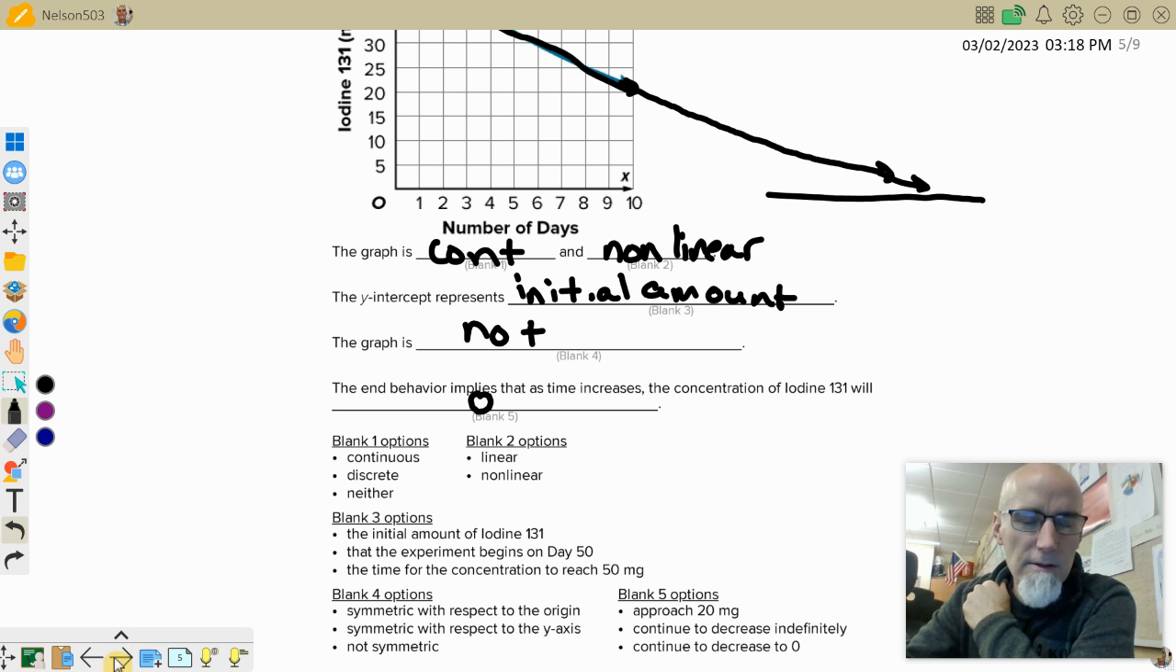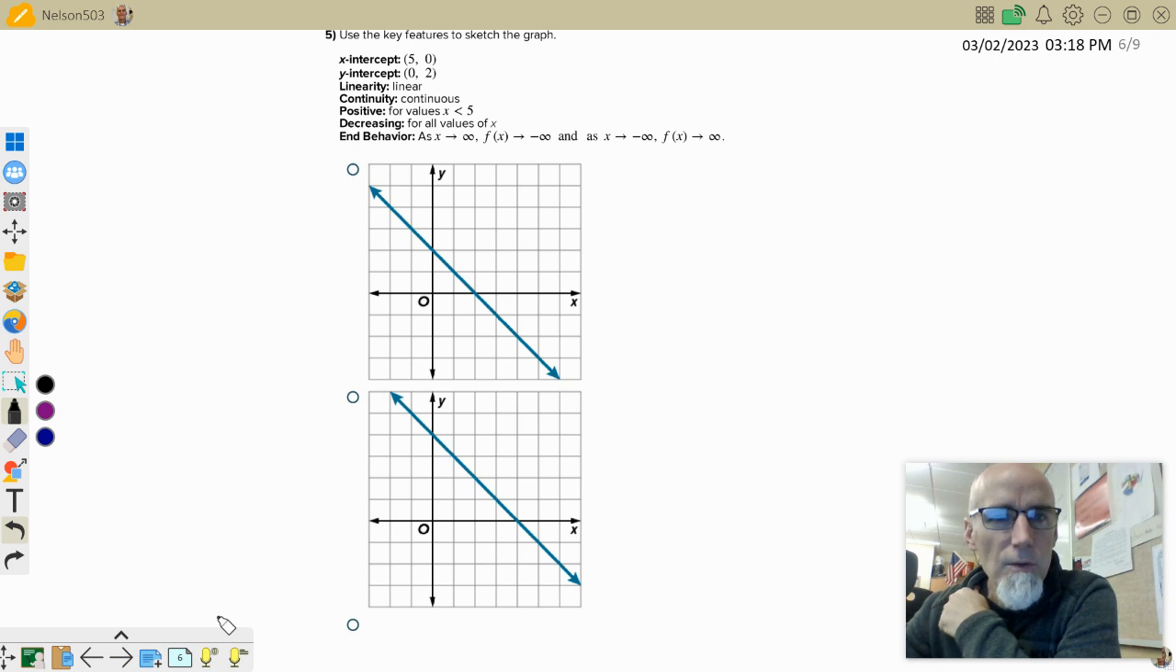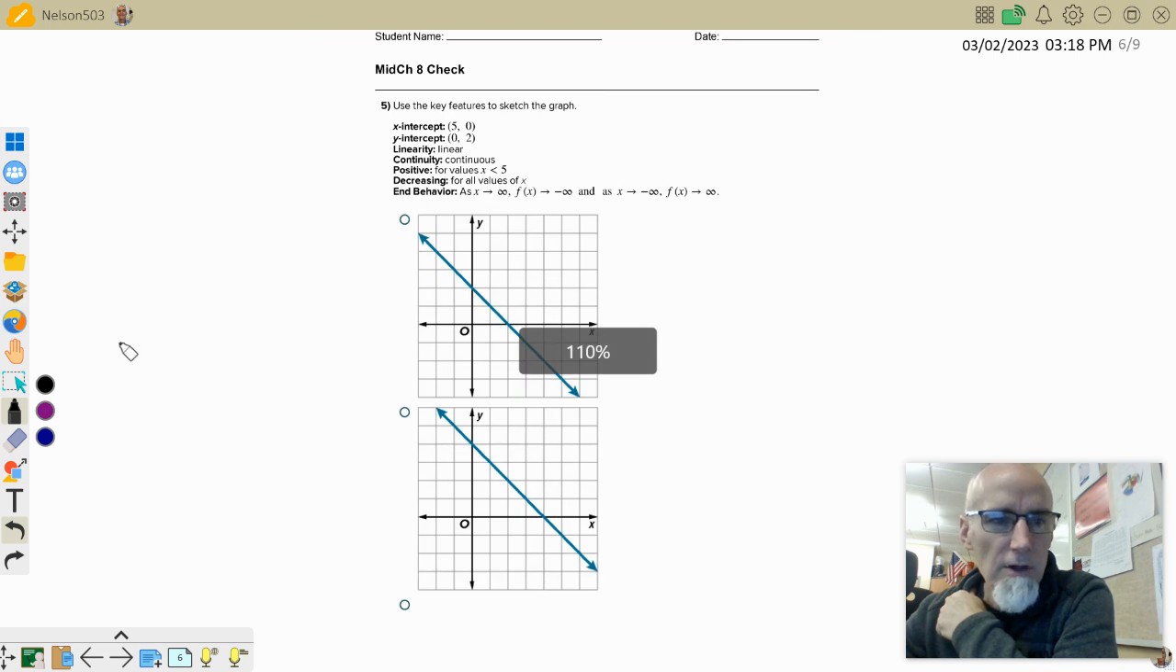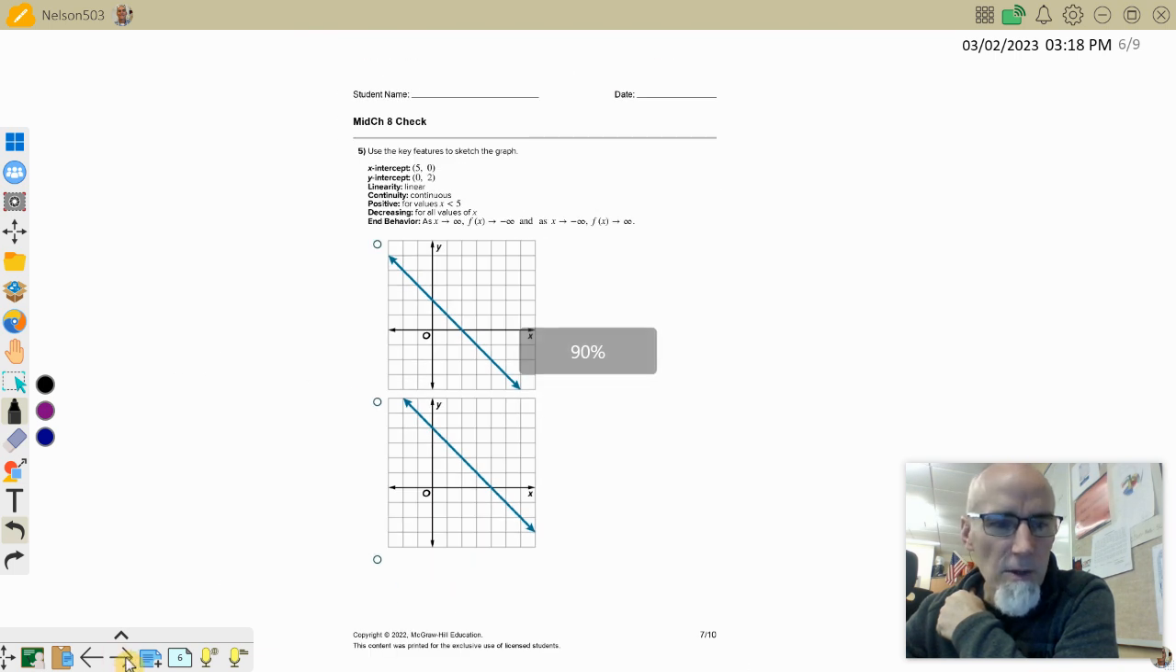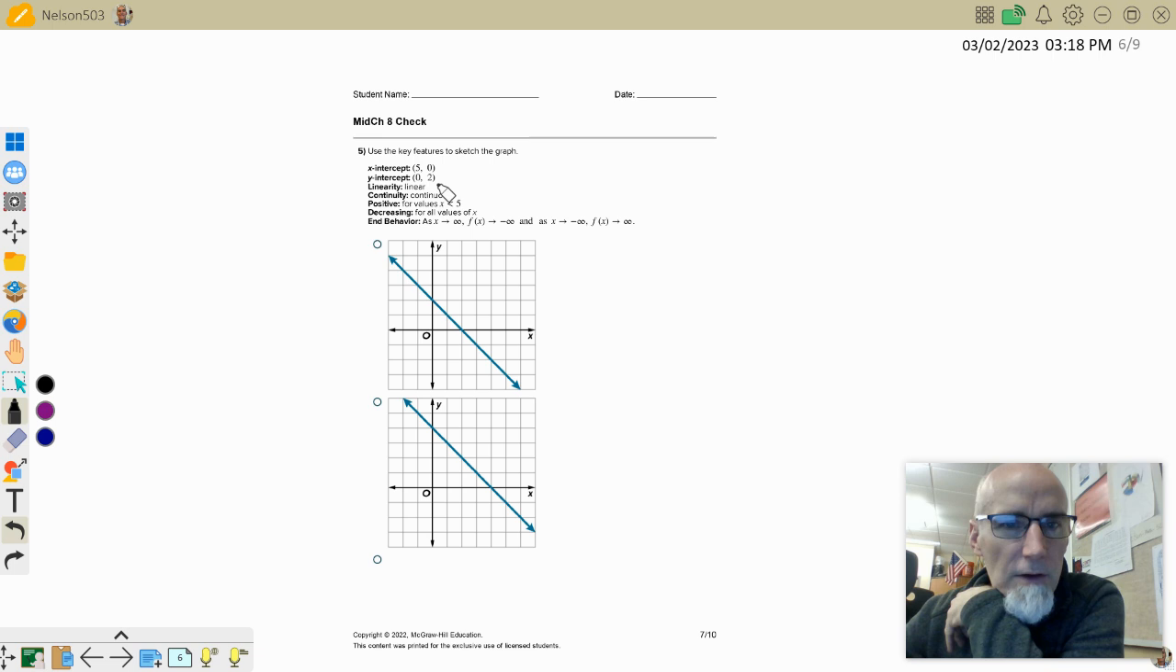Next one. Man, this is taking longer than I thought. Use the key features of the graph to sketch it. Well, we got an x-intercept at 5, 0. That does not have an x-intercept at 5, 0. 1, 2, 3, 4. That does not have an x-intercept at 5, 0. This is on the next page, my other options. Let's see if there's one with 5, 0. There it is. So we're down to two choices, right? Okay, let's go back and see what other choices they can narrow it down for us.